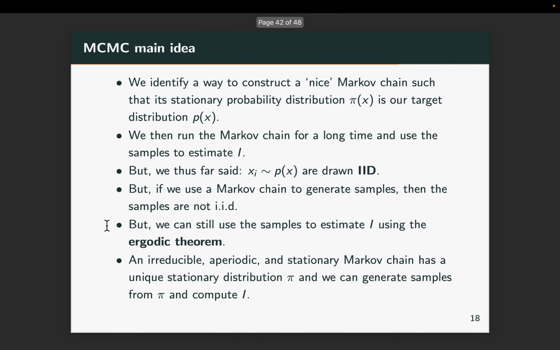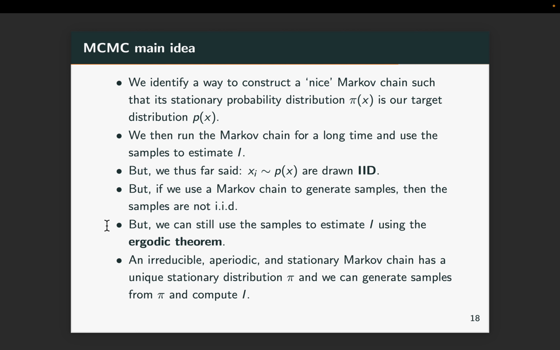Which brings us back to why we are studying all these properties. We said that we want xi to be sampled from p(x) IID, that is for Monte Carlo sampling. But if we use a Markov chain, then the samples are not IID, they are clearly dependent on each other. But we can still use these samples to estimate the integral I using the ergodic theorem, which states that if you have a Markov chain which is irreducible, aperiodic and stationary, whose unique stationary distribution is pi, then we can sample from pi and use that to compute I.